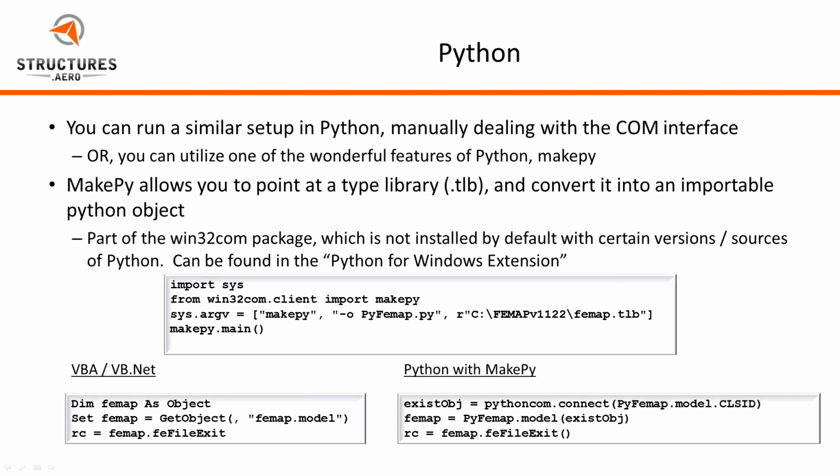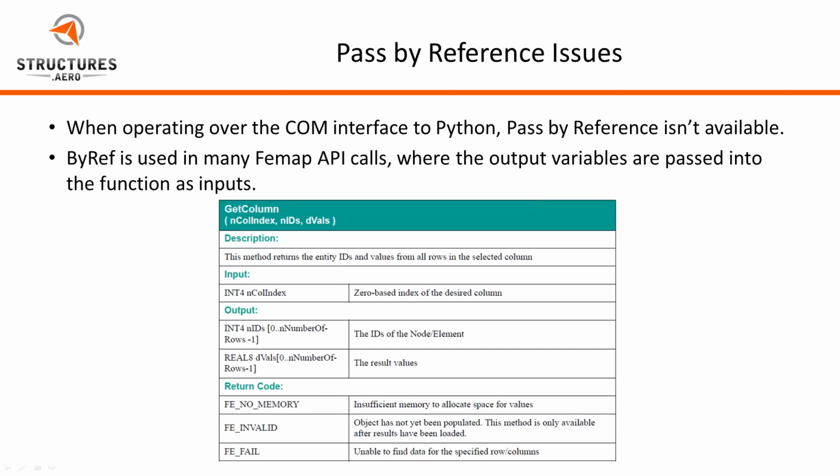So there's one issue with this, and that is pass by reference. When we're operating over a COM interface with Python, pass by reference is not available to us. This is due to the way COM works, but this by reference ability is used in many of the FEMAP API calls, where the output variables are passed into functions as inputs, and because they're by reference, the function can just modify those directly.